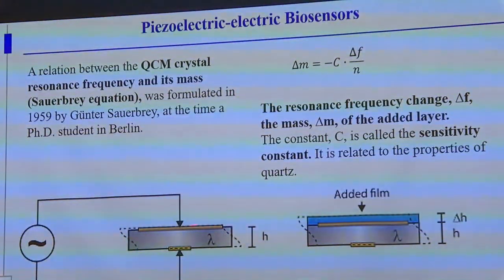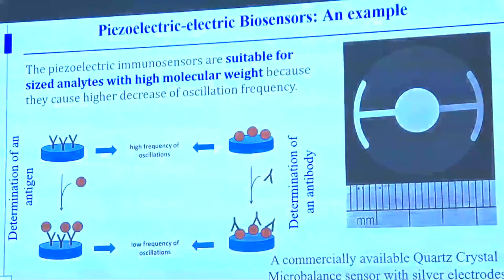Here is a simple demonstration of a piezoelectric biosensor. Initially you have this piezoelectric sensor, and then some biomolecule comes and absorbs on the surface. So you will see a change in the height, and simultaneously a change in the mass. You can detect, based on the frequency, how much change in mass you have. And based on the change in the mass, you can get the concentration of analyte in the solution or wherever you want to measure it.